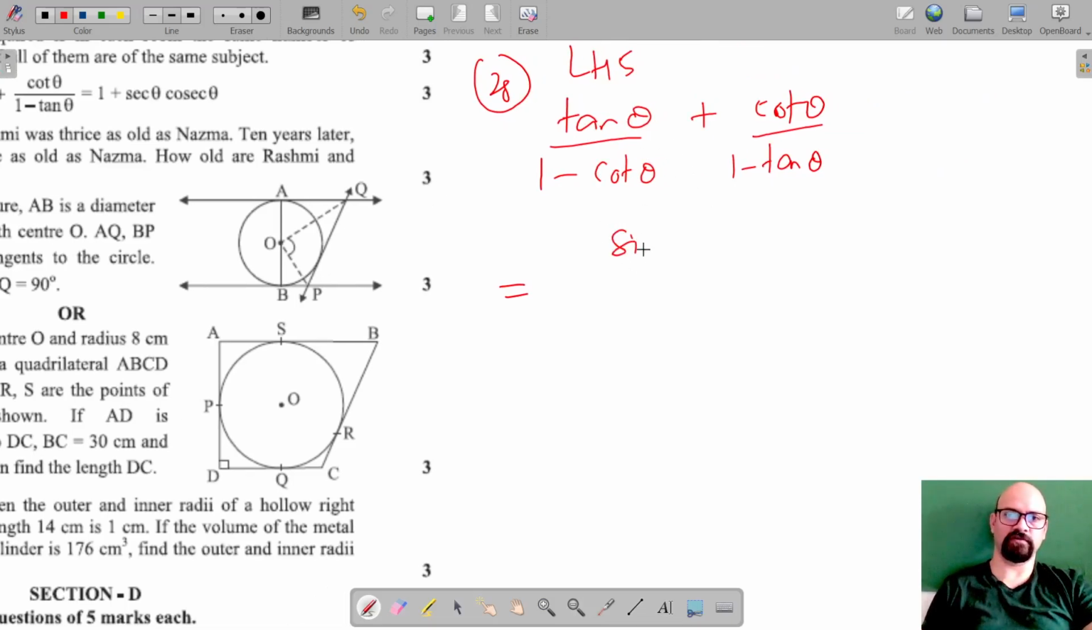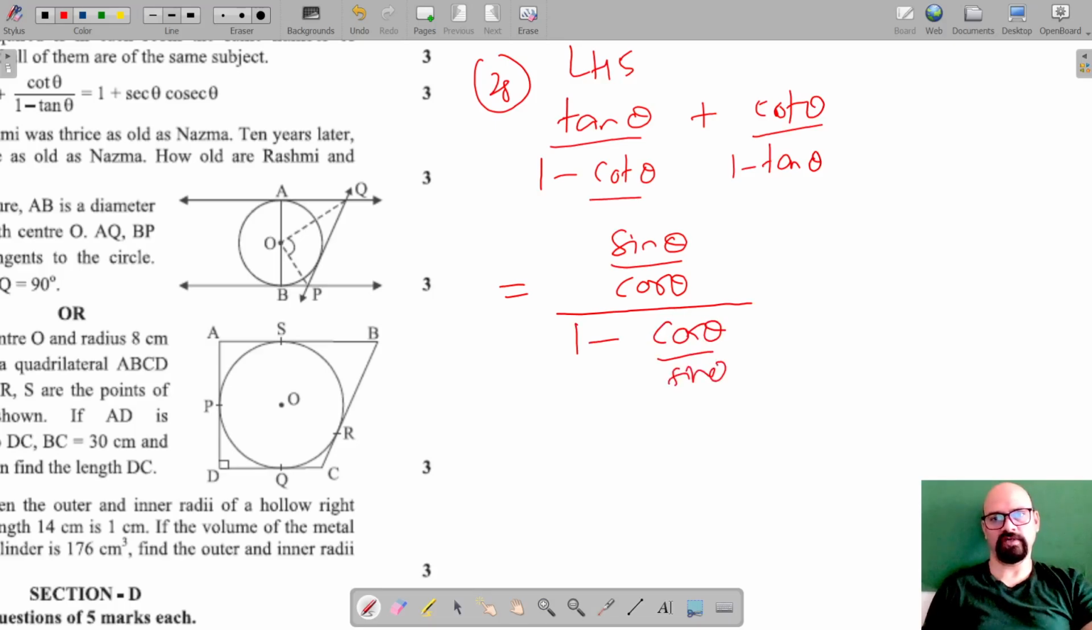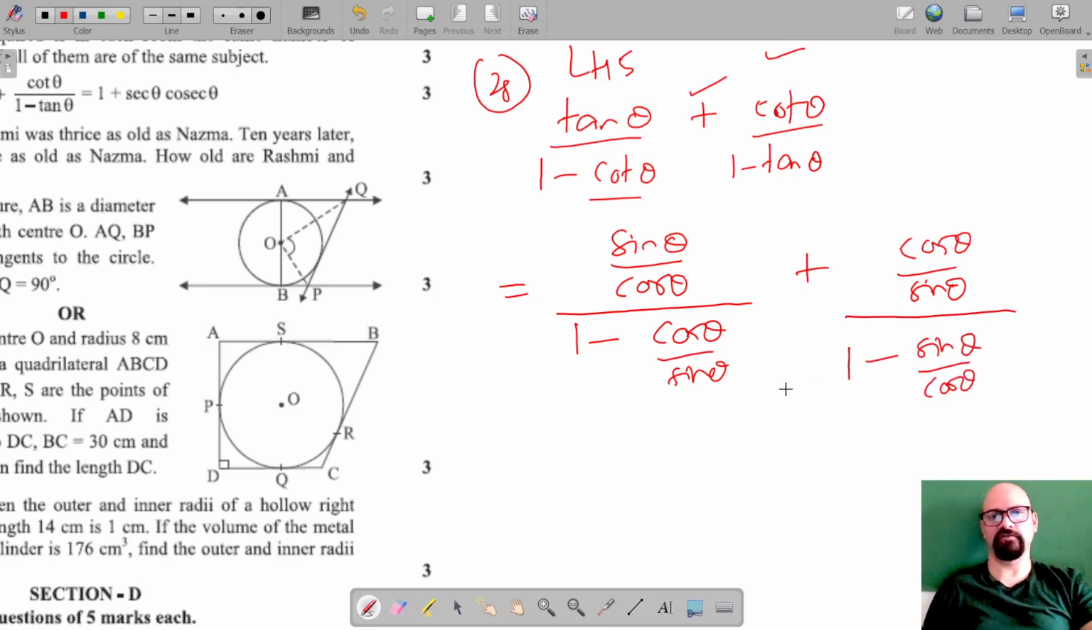So tan is sine theta by cos theta, then it's division sign. So 1 minus cot is cos theta by sine theta, and then it's the plus sign. So plus cot theta is cos by sine theta, and it's division sign. 1 minus tan is sine theta by cos theta.